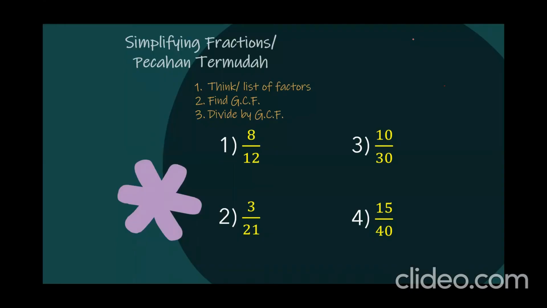Okay, so these are the three simple steps in simplifying fractions, or mencari pecahan termudah. Number one, you have to think and list all the factors that we have for the numerator and the denominator. Number two, once you have listed all the factors for the top and the bottom numbers, we have to find the greatest common factor for both. And number three, we have to divide the numerator and denominator by the greatest common factor that we have identified.